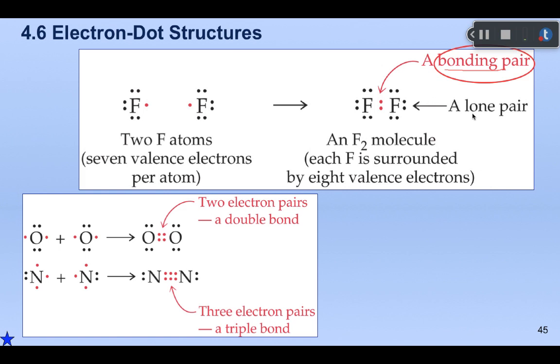And if we think about this carefully, the bonding pair in between, the lone pairs on the side, we can loop around each fluorine atom to represent the fact that there's 8 electrons around each fluorine atom, essentially the same as a full outer shell.